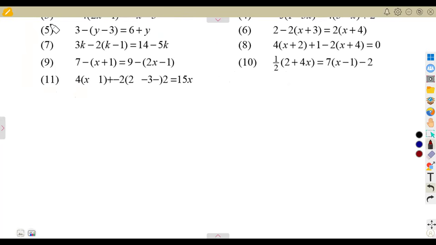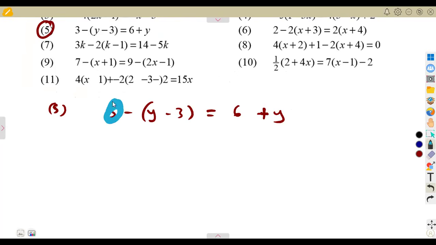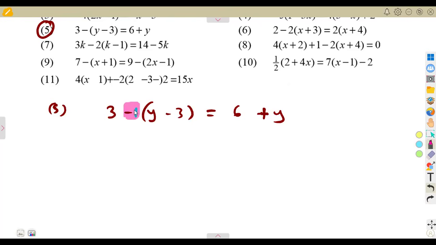If you have to check along this exercise, also number 5, there's 3 minus y into minus the bracket of y minus 3, which is equal to 6 plus y. So if you expand this bracket, the 3 is not expanding this bracket. No, no, no. There is a number there, there is a -1 there. So meaning to say the part that is expanding this bracket is the -1, not the 3.